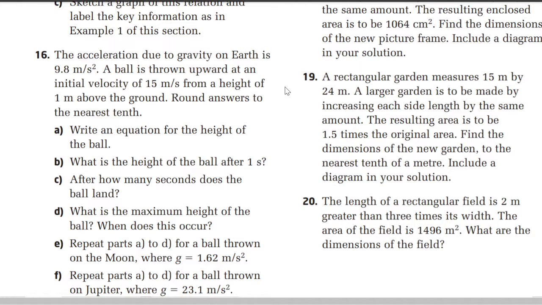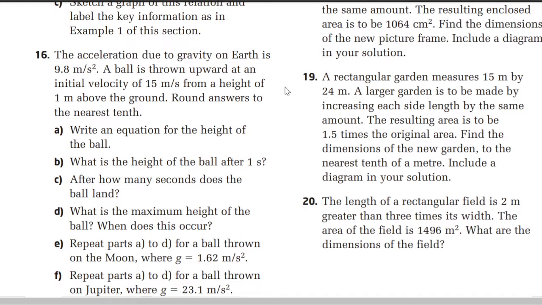What's the maximum height of the ball? Or sorry, after how many seconds does the ball land? Use the quadratic formula, find your zeros, use the positive one. D says what's the maximum height of the ball and when does this occur. Find your vertex by finding the middle of those two zeros to find the x value, which is when it occurs, and then sub that in to find the maximum height.